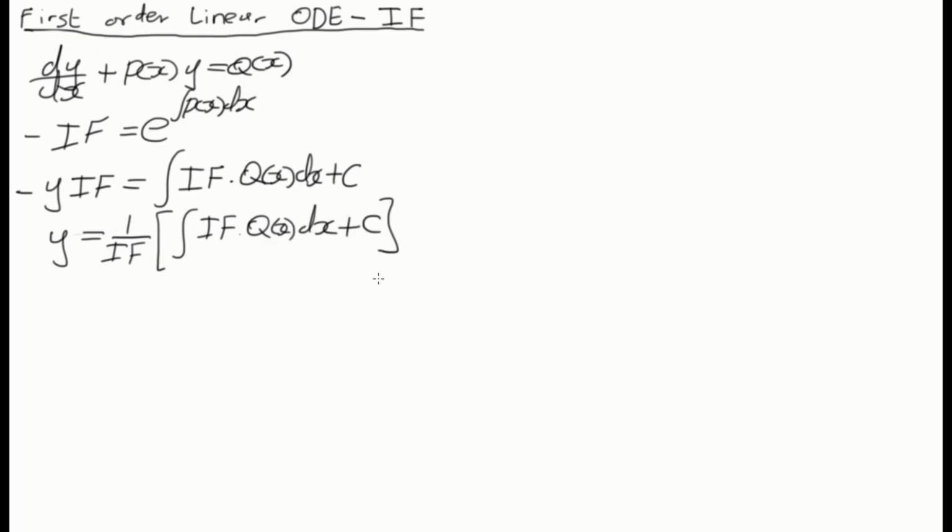Right. So this really is all that you need to do. You simply have to find the standard form, which is very important. After that, just find the integrating factor. Then we go through this formula, then make y the subject of the equation. Then we have the solution.